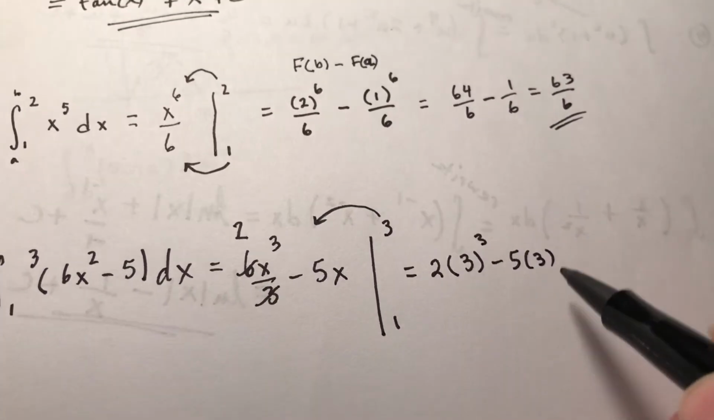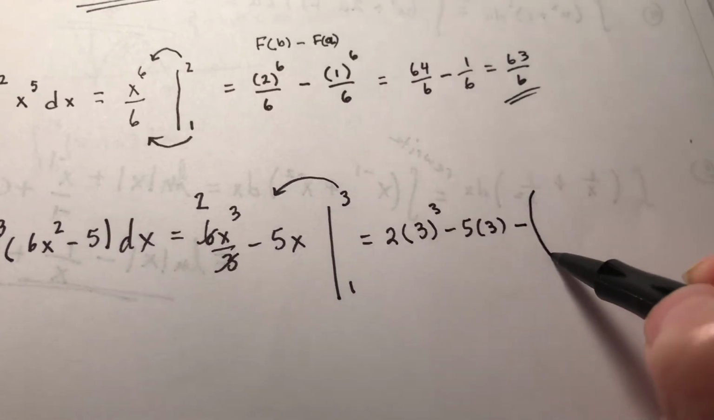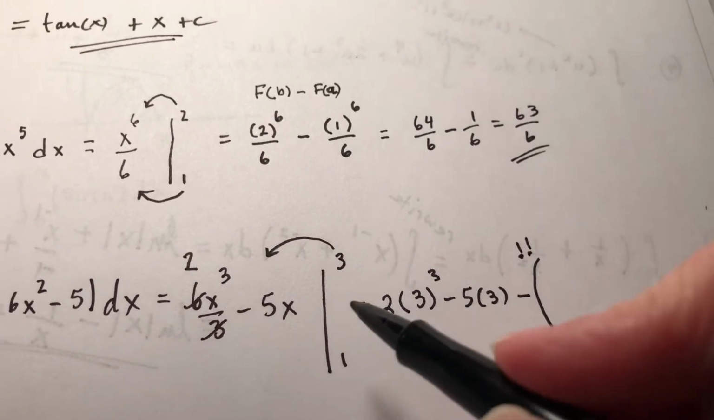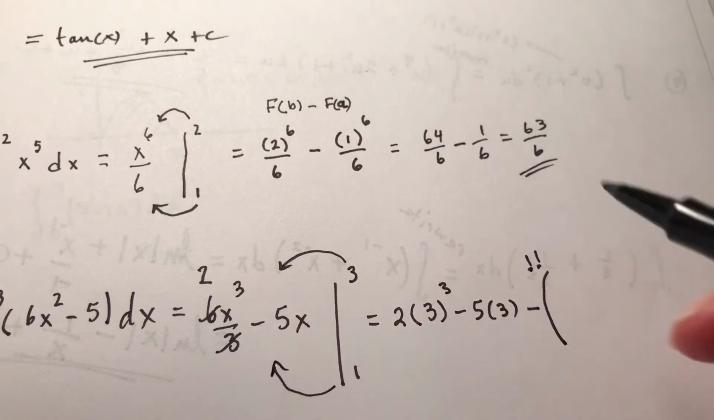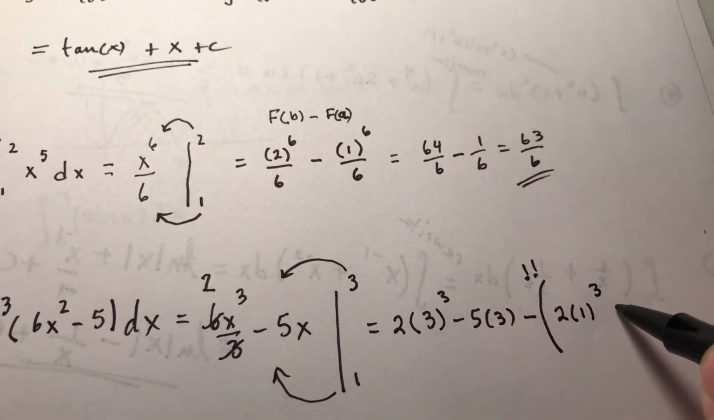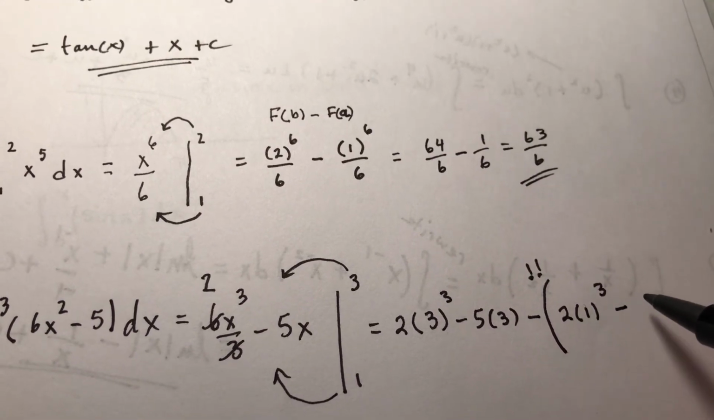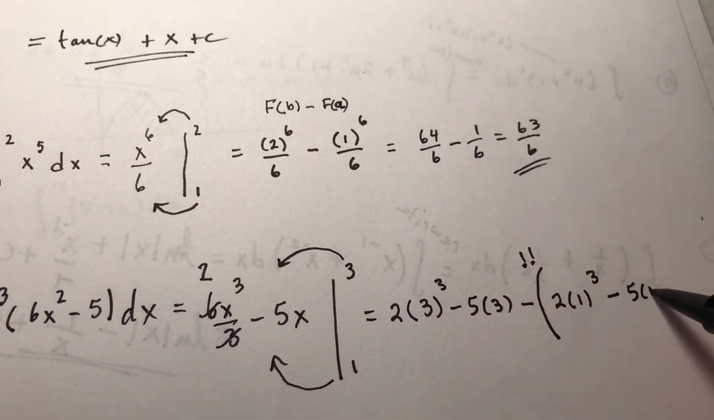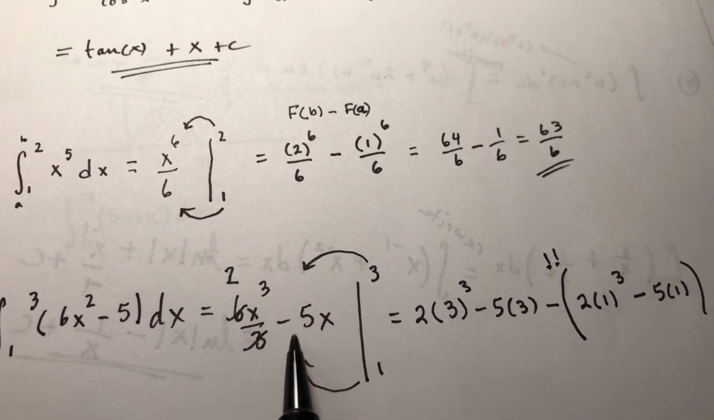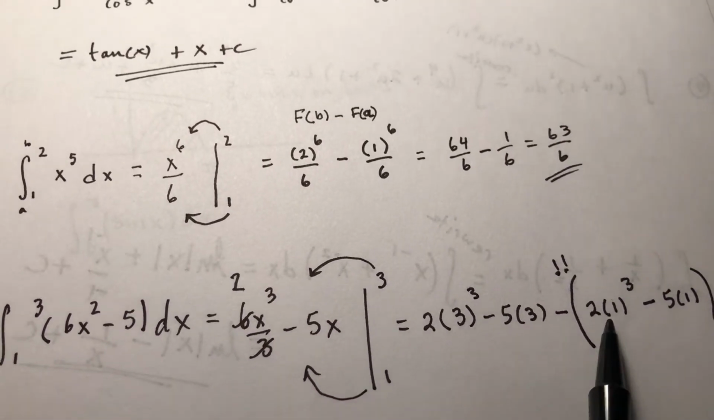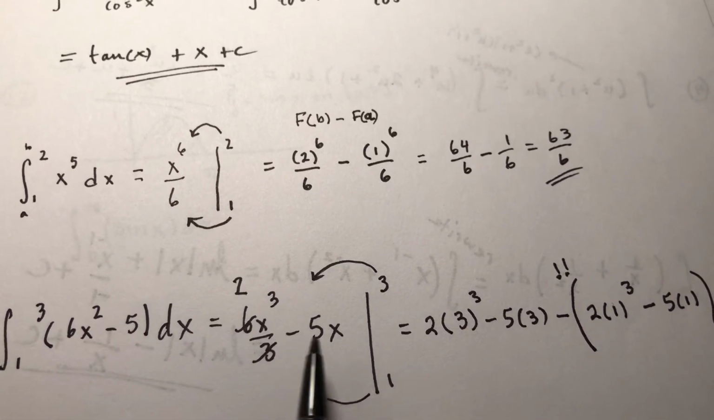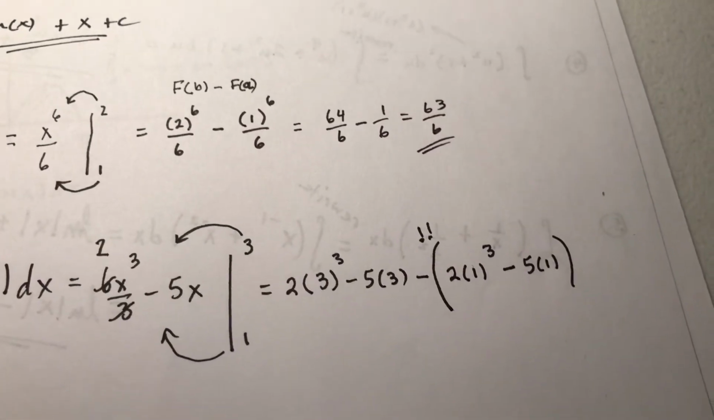So there's your capital F of b minus parenthesis, important here, parentheses. We're going to put the 1 into that. So we get 2 times 1 cubed minus 5 times 1. Now I'll make sure I plug this all in, right? So it's 2 times 3 to the 3rd minus 5 times 3 minus the 1 plugged in. So that's going to be 2 times 1 to the 3rd minus 5 times 1. Okay, good. So I got this.